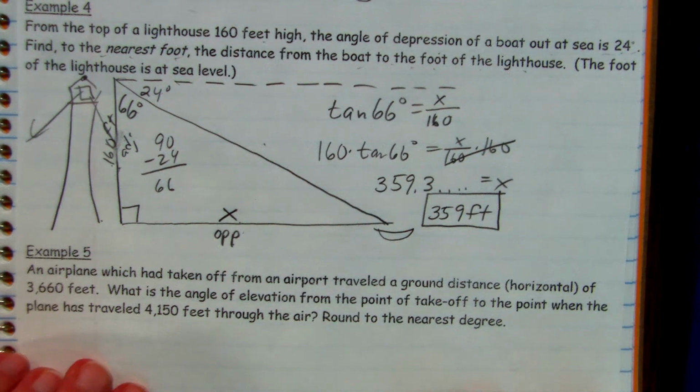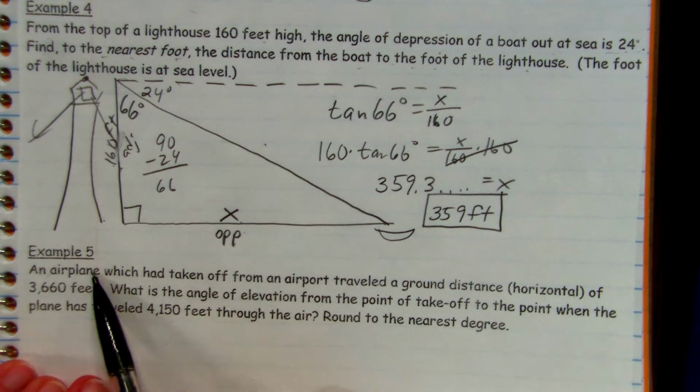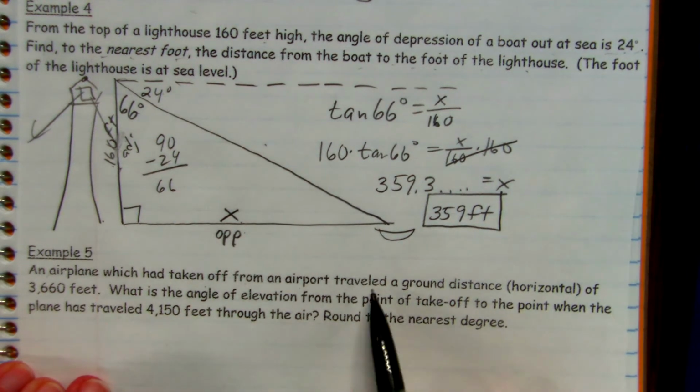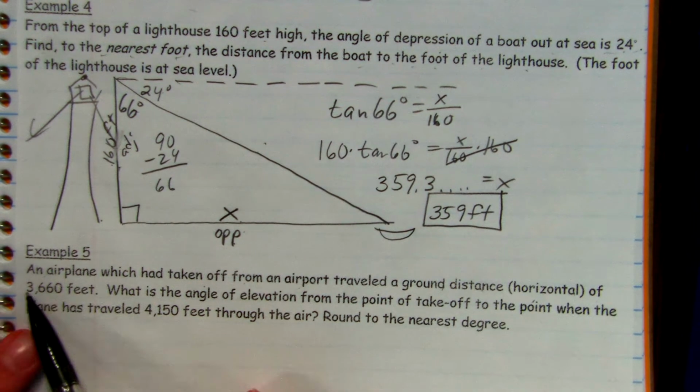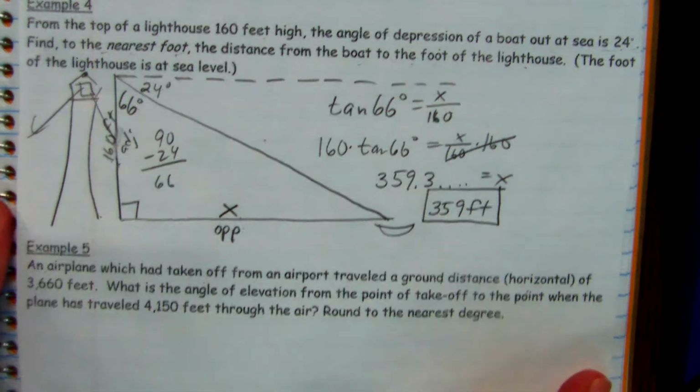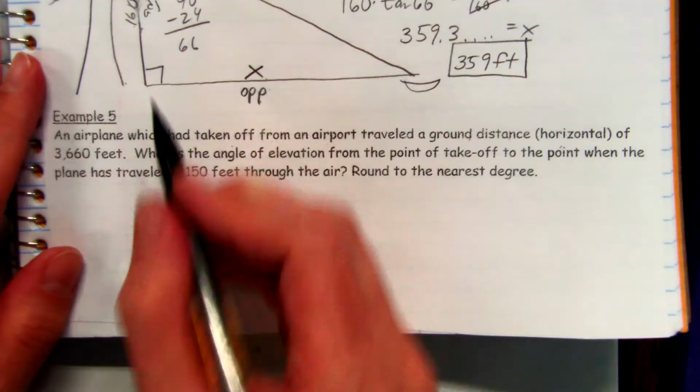You guys ready for 5? Sure. An airplane which had taken off from an airport traveled a ground distance, which means it's horizontal, of 3,660 feet. Okay, so let's draw that just to get that straight in our minds.